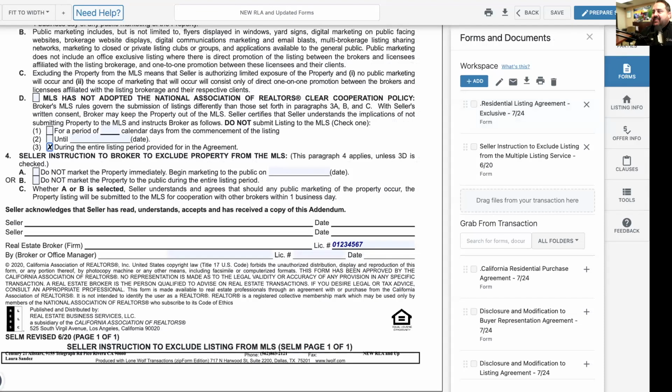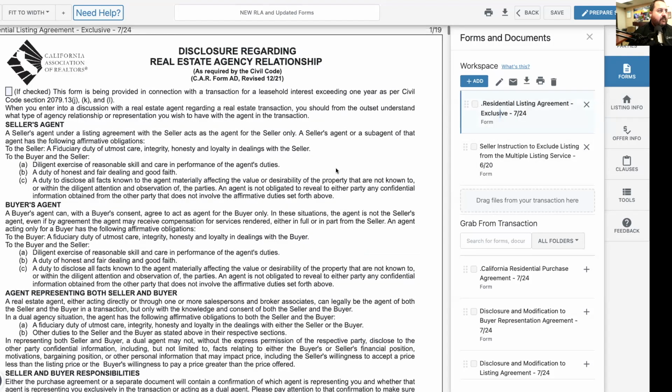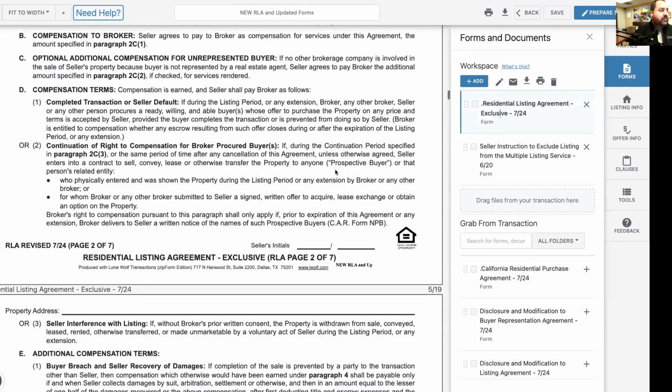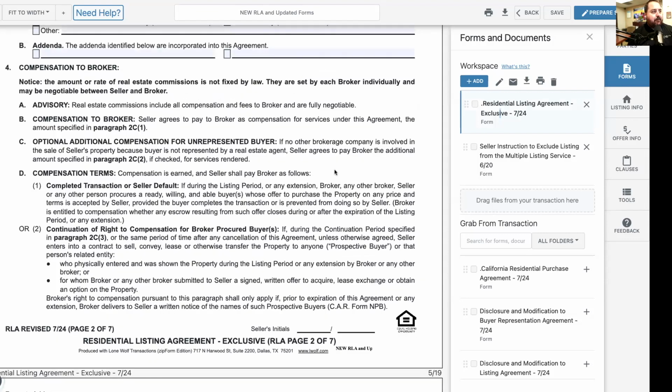All right, let's get back to the listing agreement. So anyway, I just wanted to make sure that you guys were clear on that. Let's get back to the listing agreement, and we're going to briefly go through the explanation paragraphs that come after. Oh, wait, hold on a second.